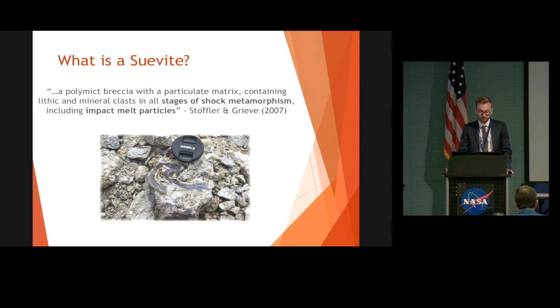So for those who are not familiar with what a suevite is, in essence it's a polymict breccia, meaning that it's made of clasts from various lithologies. It's within a particulate matrix, which means that it contains melt and/or clastic components, and it has clasts that span all ranges of shock metamorphism. This photo was taken this summer in the Ries of the suevite, and that dark swirl is what the impact melt component looks like.